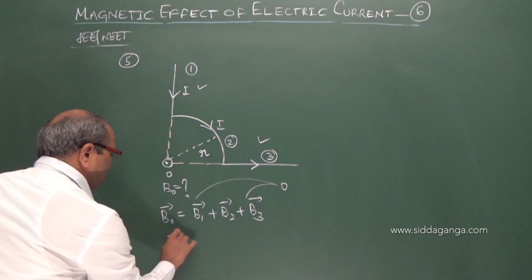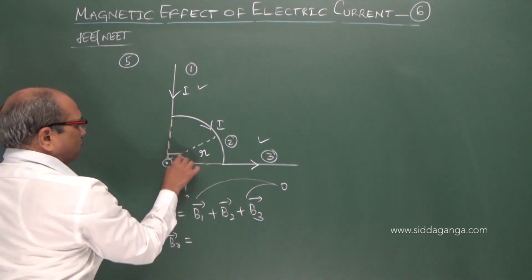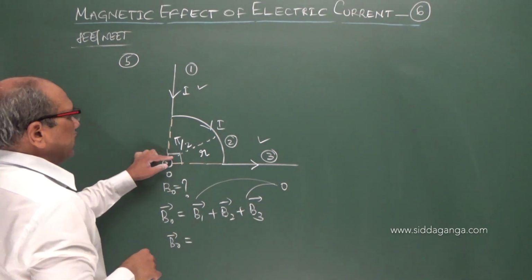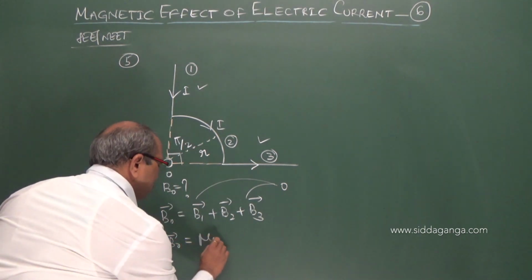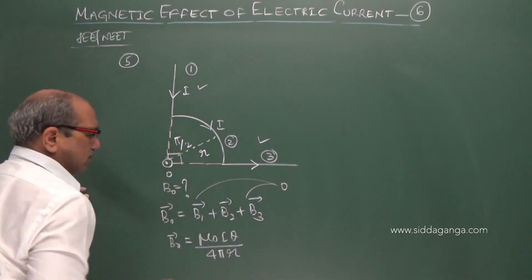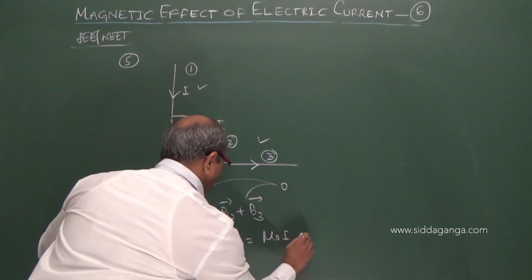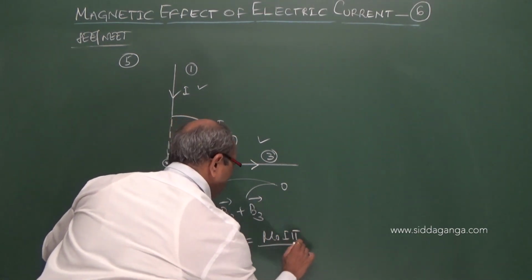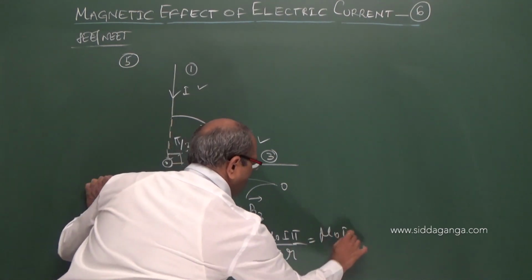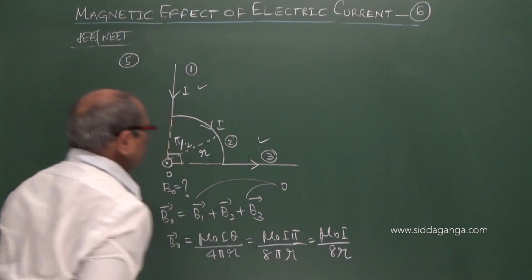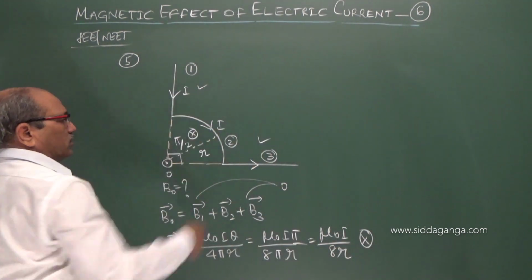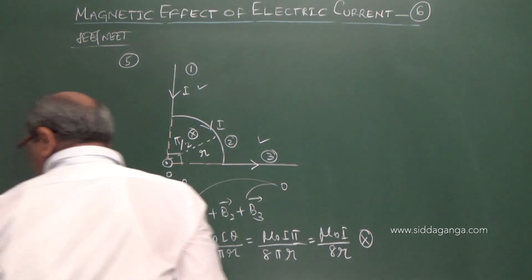B naught equals, theta is pi by 2 because 90 degree. Mu naught I theta divided by 4 pi r. This is mu naught I times pi by 2 over 4 pi r, that is mu naught I by 8 r. It is 90 degrees, 8 r, and that is into the board because of the clockwise current. Take another one.